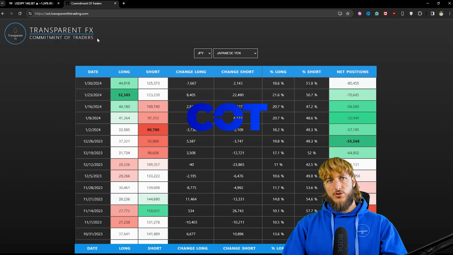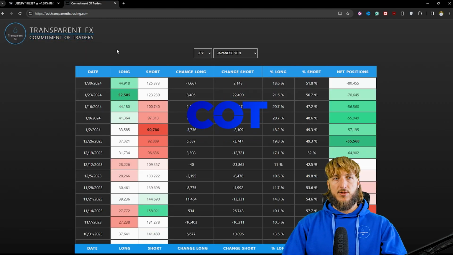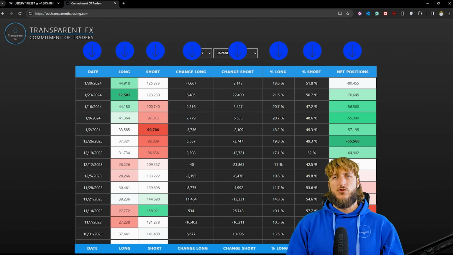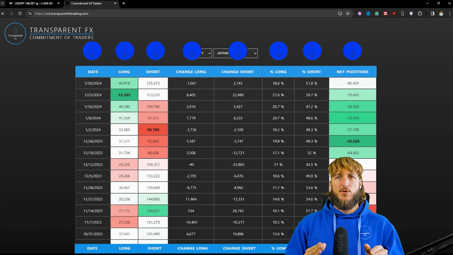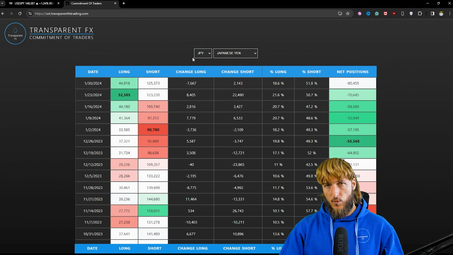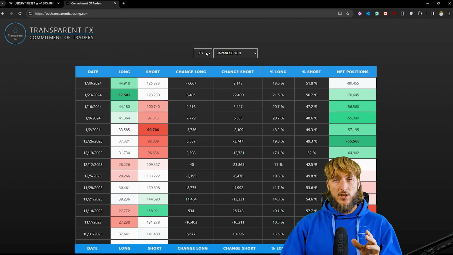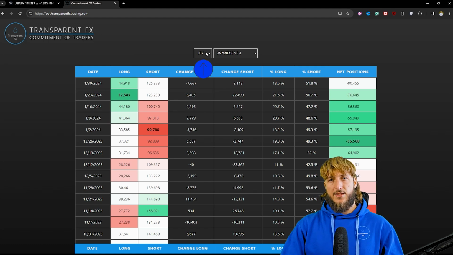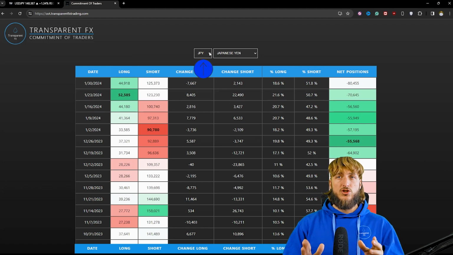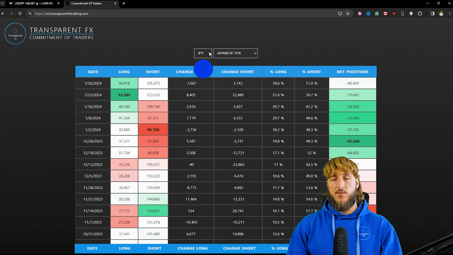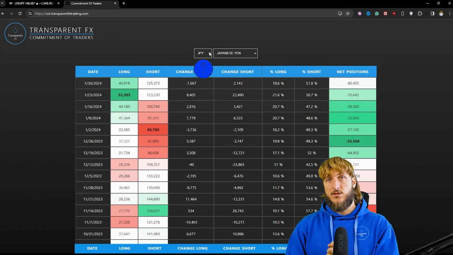Now, if we go and see what we have when it comes to the commitment of traders, so the COT data, so essentially what hedge funds and the big players in the market are doing, and we check the data precisely for the JPY, the first thing that we have to keep in mind is that if we're checking the data for the JPY, we're actually checking JPY USD because all currencies on the spot are traded against the USD.